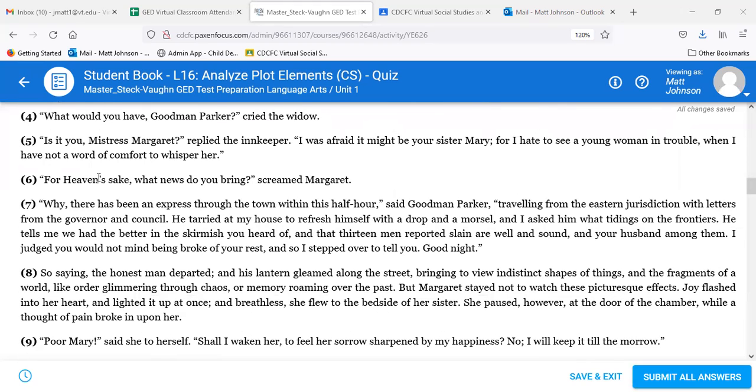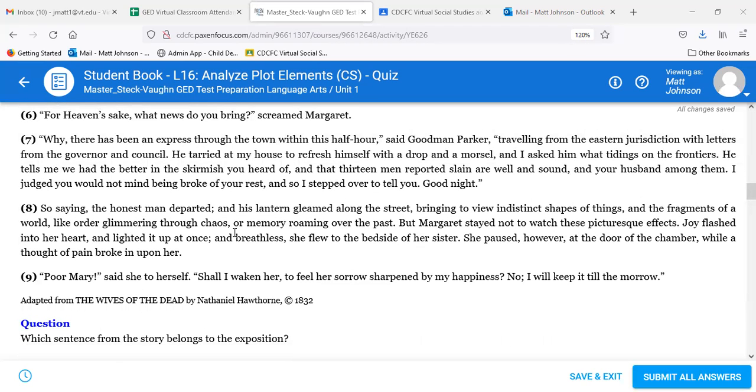Is it you, Mistress Margaret? Replied the innkeeper. I was afraid it might be your sister Mary, for I hate to see a young woman in trouble when I have not a word of comfort to whisper her. Grace? For heaven's sake, for heaven's sake, what news do you bring? Screamed Margaret. Sasha Gay? 7.